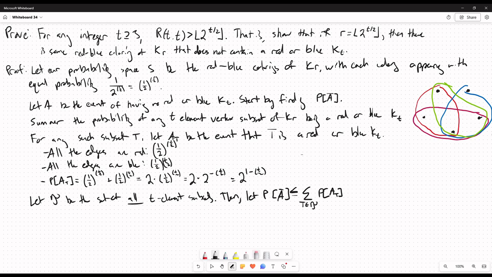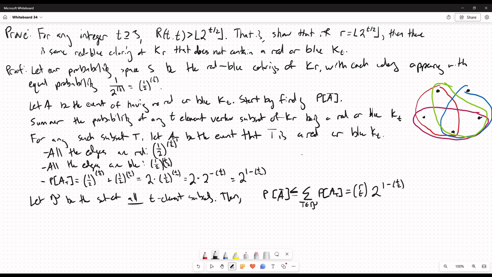So we don't even need to write "let" there. That's what that's going to be. And we just calculated what A of t was. So that's going to be 2 to the power of 1 minus t choose 2. And how many things are there in T? That's the number of T element subsets of our vertex set. That's going to be R choose T.